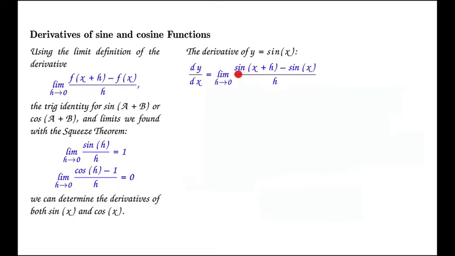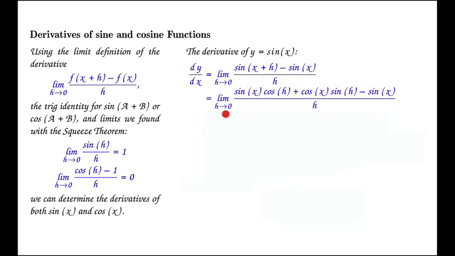Here is where the sine of a plus b identity comes into play. We can now replace sine of x plus h using that identity, and we can write the limit as h goes to 0 in front. Don't forget to keep that in your problem until you take the limit. We have sine of x times cosine of h plus cosine of x times sine of h. So those two terms replace sine of x plus h, and then minus sine x all over h.